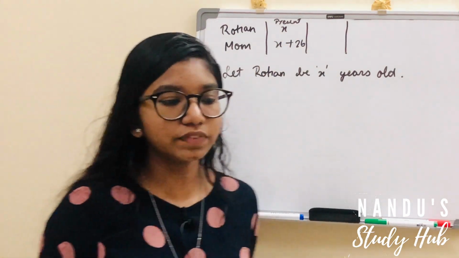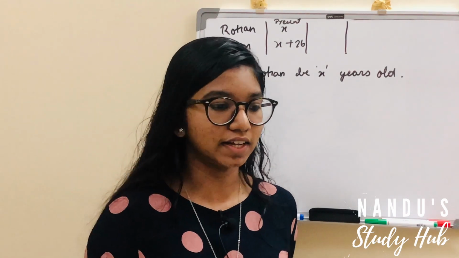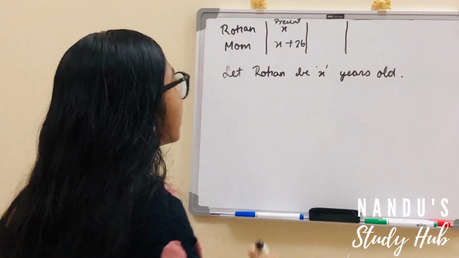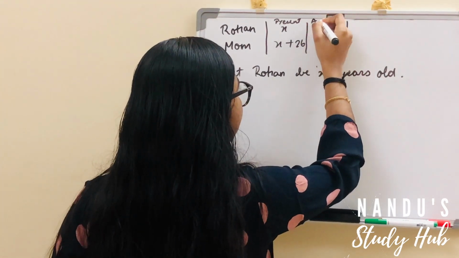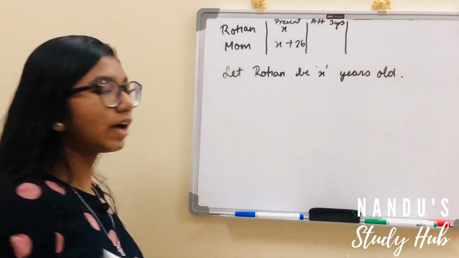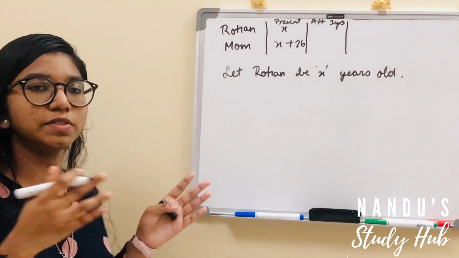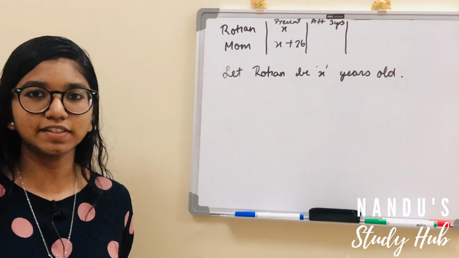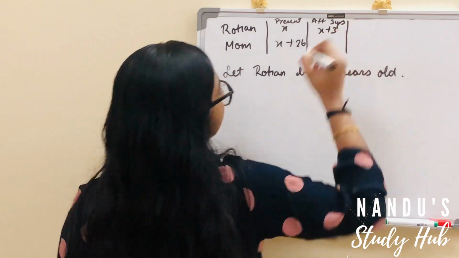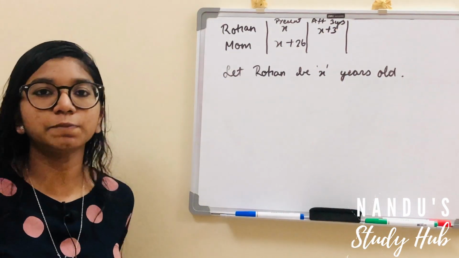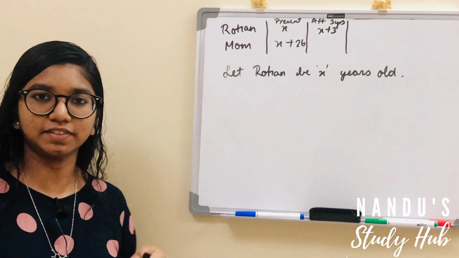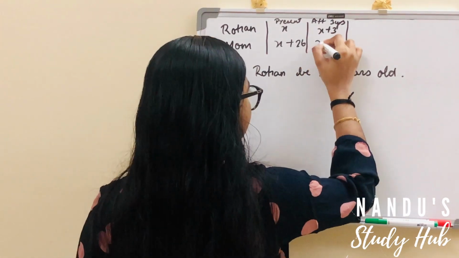Now the next part of the question is saying after 3 years, the product of their ages will be 360. So here I can write after 3 years. As we know, Rohan's present age is x. After 3 years, he'll be x plus 3. Now his mom is x plus 26 right now. So after 3 years, she'll be x plus 26 plus 3, which is x plus 29.